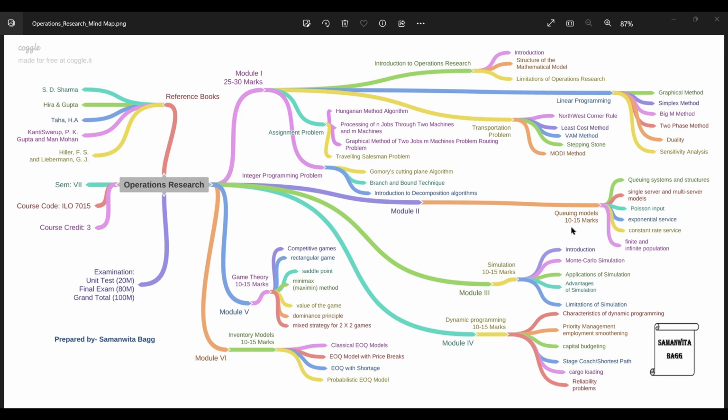So you should expect at least one numerical for 10 marks and a 5 marks theory based on this topic. So the total marks that I've allocated here is 10 to 15 marks for module 2.